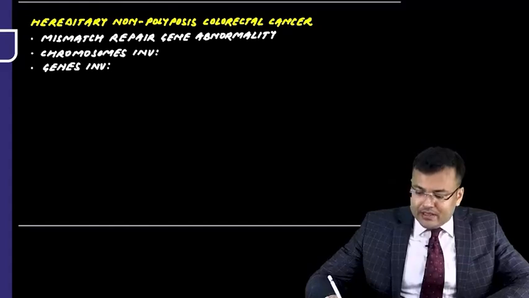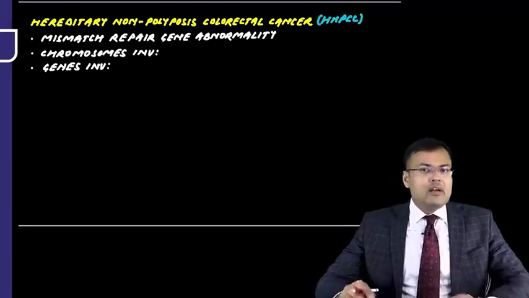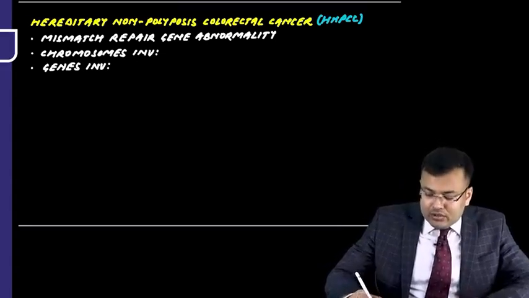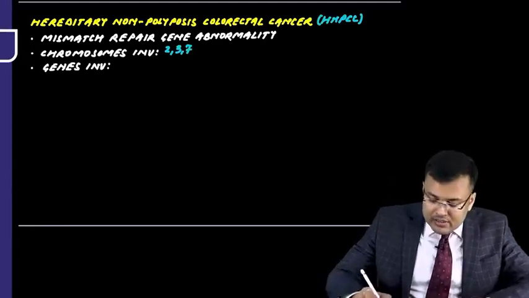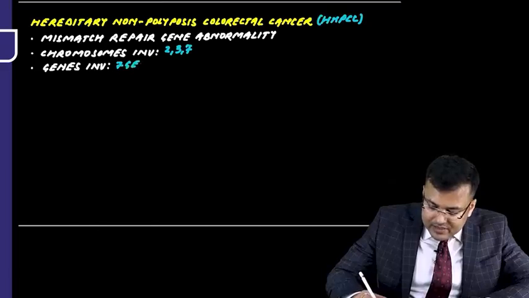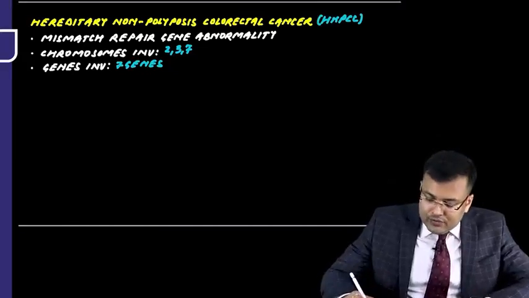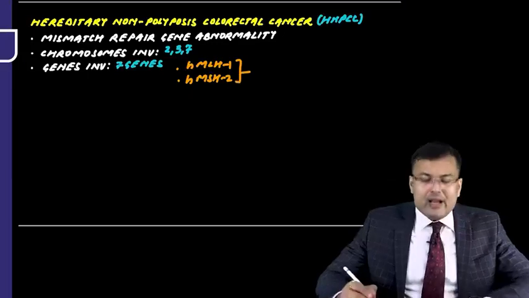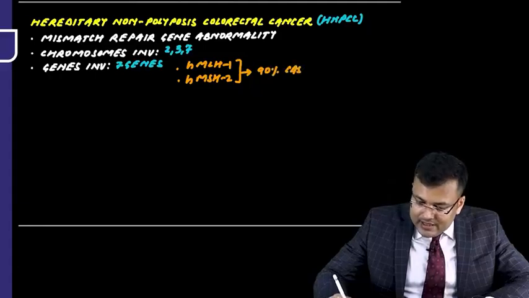Next condition is HNPCC. And you know what is the full form of HNPCC? This is hereditary non-polyposis colorectal cancer. It is caused by mismatch repair gene abnormality. How many chromosomes are involved here? There are total 3 chromosomes which are involved, 2, 3 and 7. And how many genes are involved? Total 7 genes are involved, and in 90% cases, only 2 genes are responsible: HMLH1 and HMSH2.